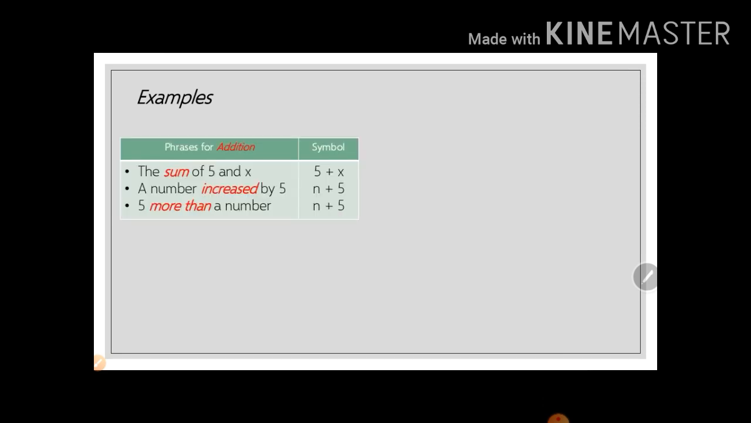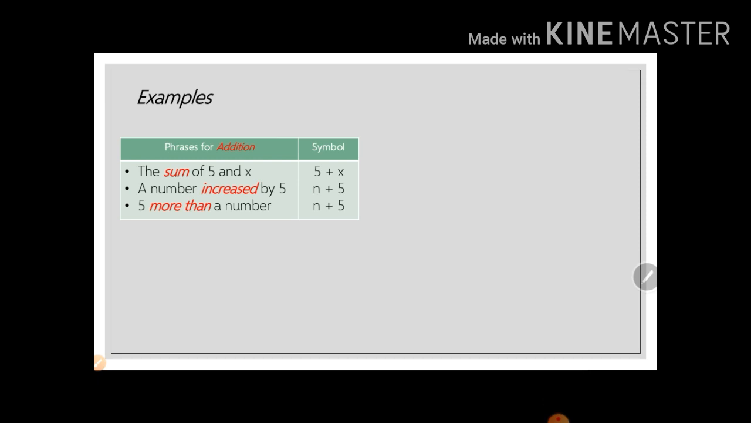Okay, so let me give you an example on how to translate words into symbols. Let's start with addition. These are the common phrases for addition. The sum of 5 and x. In symbol, that would be 5 plus x. Okay, a number increased by 5. That would be n plus 5.